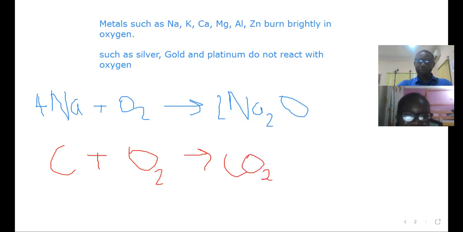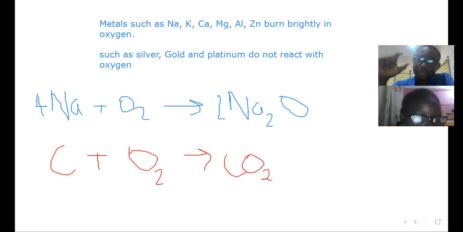Now, this is an example of an acidic oxide. So they form acidic oxides, or acidic anhydrides. What are acidic anhydrides? This is when the oxide dissolves in water to form acid solutions. So they become acidic anhydrides. Okay. Another thing we should note is the test for oxygen.